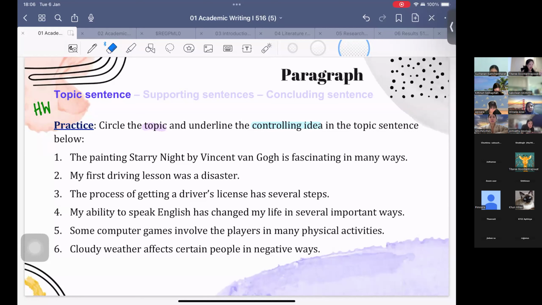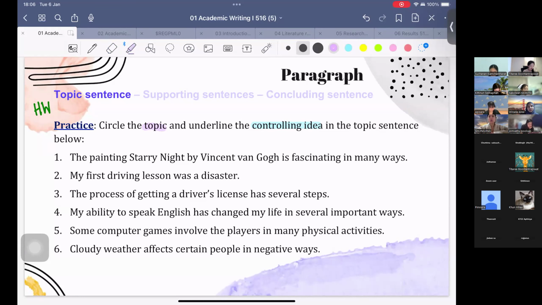We're going to start with the take-home homework first, which is identifying the topics and controlling ideas based on the topic sentence, which is to highlight. Most easy, simple. So I hope you get to do it. This is quite simple and easy. Let's start off with the first one, the topic.